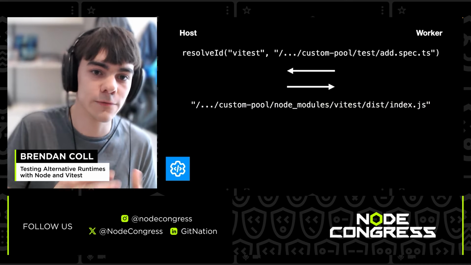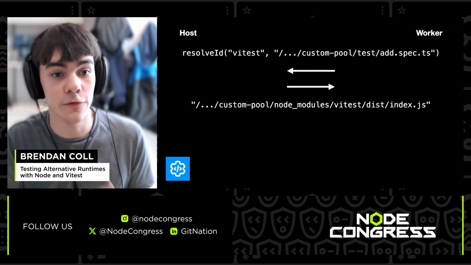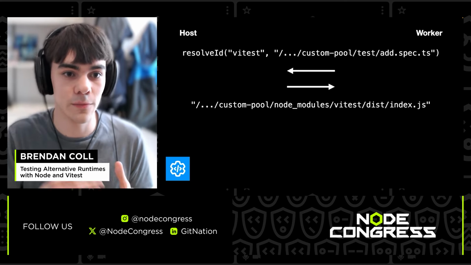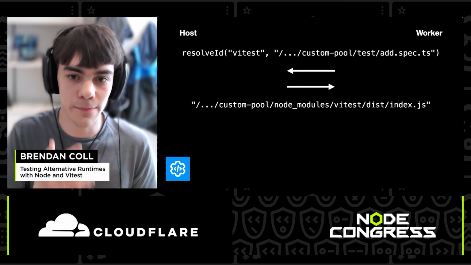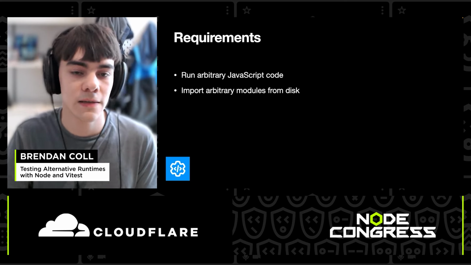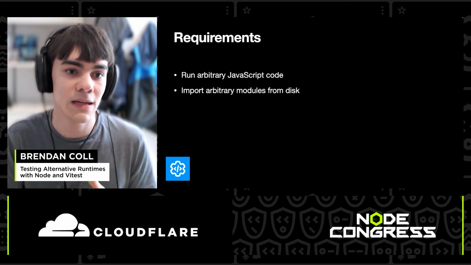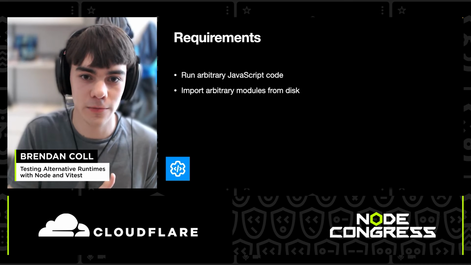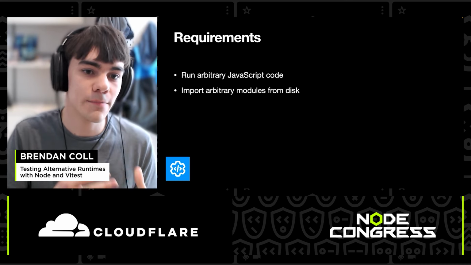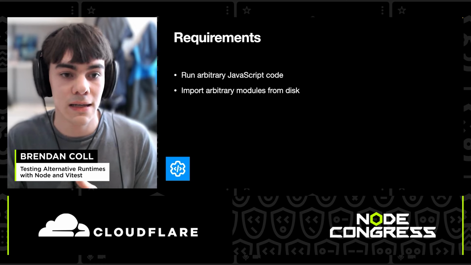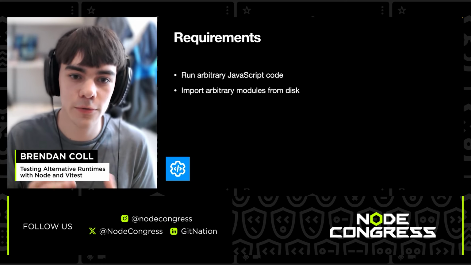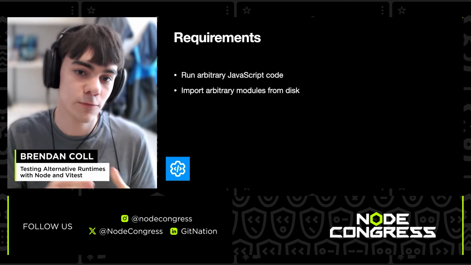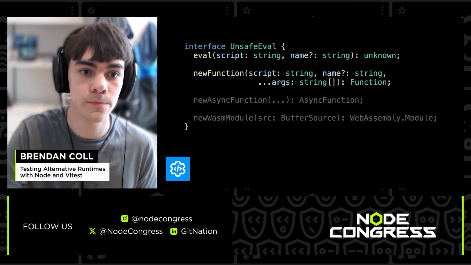And the other relevant method is resolve ID, which takes a specifier and a referrer, then returns a file path to a module. If this is in the node modules directory, Vitest will try to dynamically import this. So with this in mind, we have two requirements. We need to be able to execute arbitrary JavaScript code from a string, and we need to be able to import arbitrary modules from disk. For security reasons, the worker's runtime explicitly disables dynamic code evaluation in production, so we need to figure out a way to do this while retaining these security guarantees.